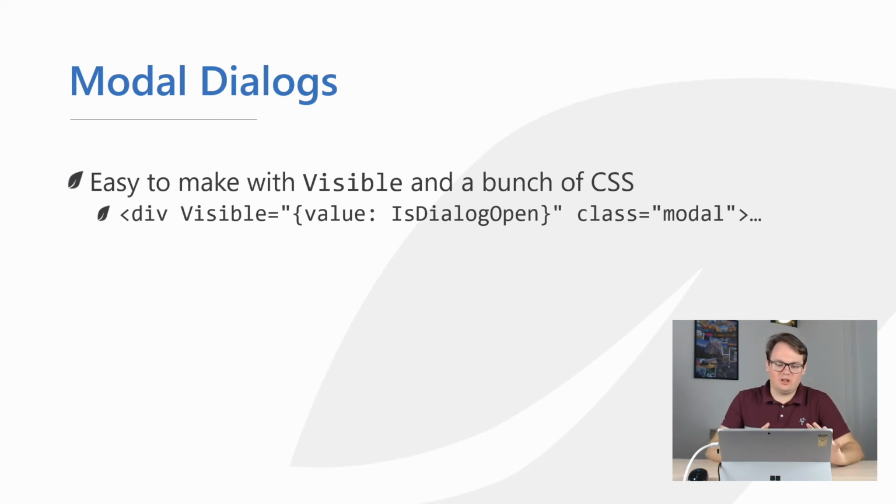If you want to create a modal dialog, it's quite easy to do. With DotVVM, you have seen the Visible property, so you can, for example, create a div, set its Visible property to IsDialogOpen or something like that, and use a few CSS classes to make it look like a modal dialog, so it will cover the page and it will display the content centered with position fixed and things like that in CSS.